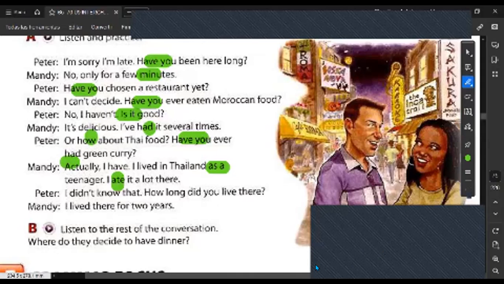Now the last one. Or how about Thai food? Have you ever had green curry? El curry es como una especie, ¿verdad? El curry es como una salsa. Green curry. Curry verde. Actually, I have. I lived in Thailand as a teenager. I ate it a lot there.